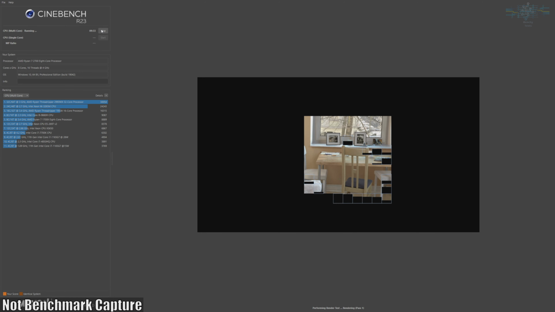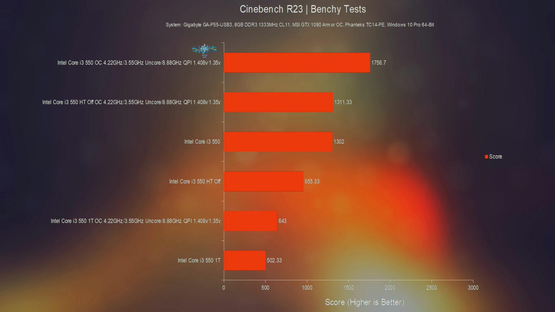And at stock clocks, the i3 550 manages 1,302 points, compared to 955.33 points with hyperthreading turned off, or 502.33 points single thread performance, which is a 61.42% reduction from the dual-core i3 550 with hyperthreading enabled, or a 47.42% reduction from i3 550 with hyperthreading disabled.